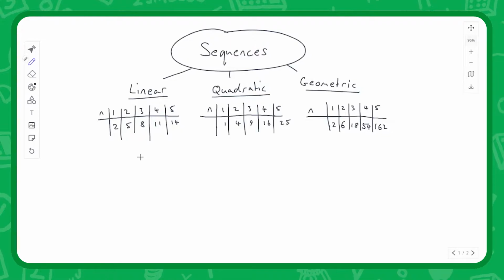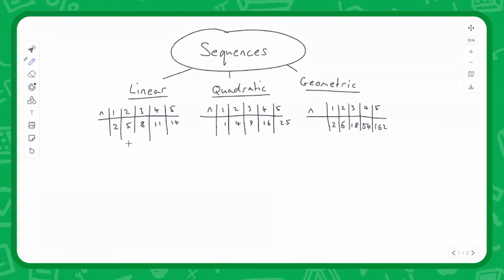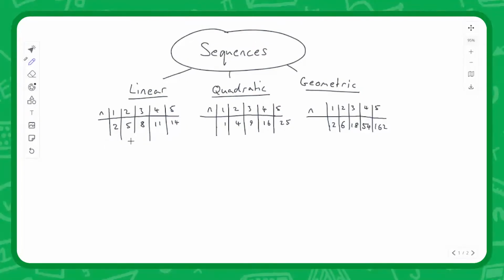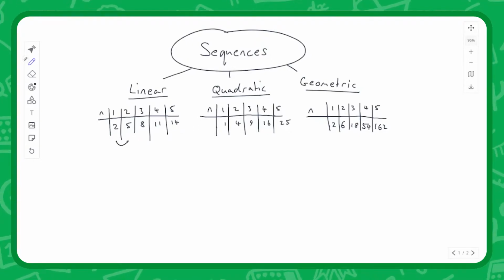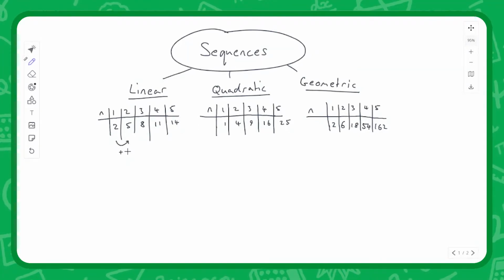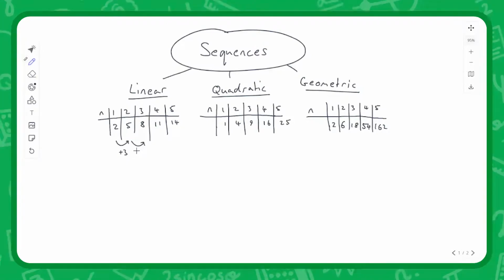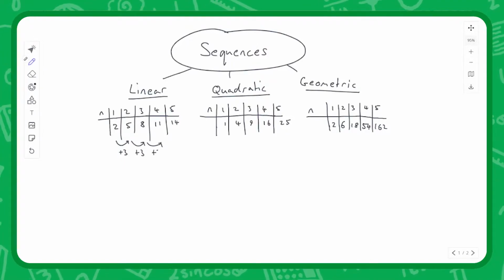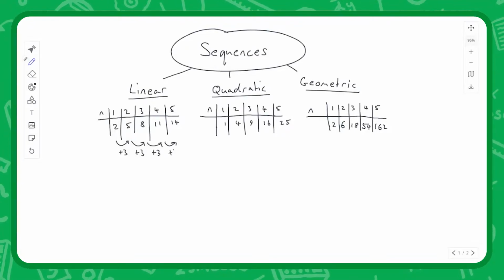So the first thing we're going to do when we're trying to work out a general expression or a general rule to define what's going on here is we look at the difference between the numbers. And so the difference between the first and second numbers is we add on 3, right? 2 plus 3 is 5. And with 5 and 8, we add on 3. 8 and 11, again, we add on 3. And we can see we've got a general pattern forming here, right? We add on 3 every time.